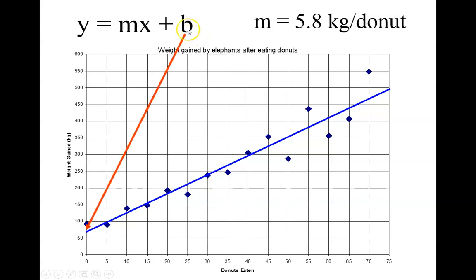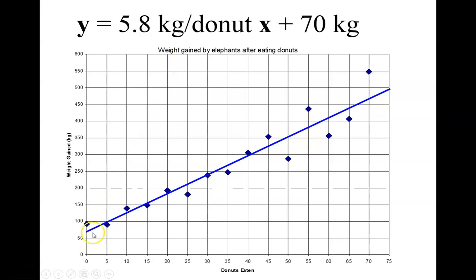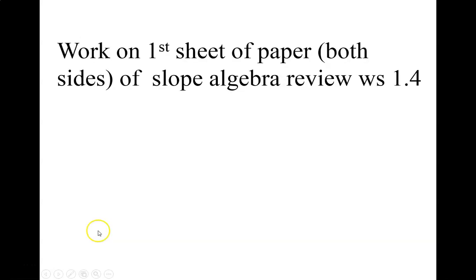To find the b, I'm going to make this easier for you. You do not have to plug a point back into your slope equation and solve for b. All you have to do in this class to figure out b is read it right off the graph. It's the y-intercept. It's where the line intercepts the y-axis. So that looks like it would be about 60 or 70 kilograms. So I put it as 70. And then you're done.